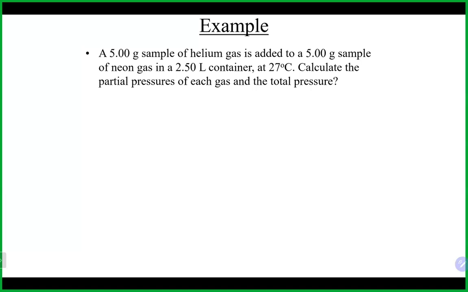So why don't you give it a go? Say you have 5 grams of helium added to 5 grams of neon in a 2.5 liter container at 27 degrees. We're looking for the partial pressures of each gas and also the total pressure. Helium is 4.003, and neon 20.18, I believe. So we're looking for three things in this problem: two partial pressures and a total pressure.